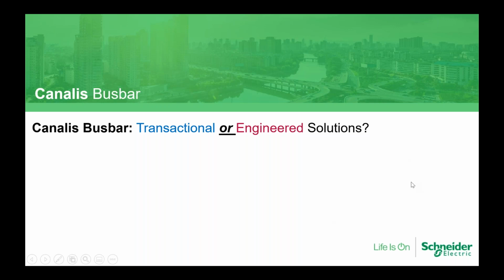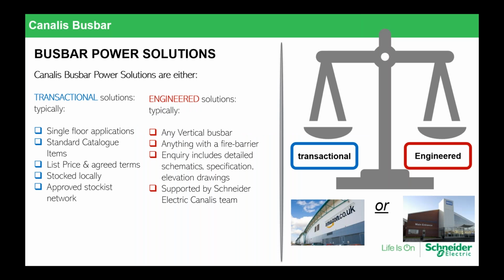And we have what we call engineered offer, which is high power rating bus bar, where it's quite project dedicated. It's a big bus bar, so we take a different approach with this engineered solution. So this slide is just to share with you the difference. As I said, transactional solution is single floor application. You have, for example, an Amazon warehouse, a single floor warehouse, and this kind of application you can cover with a transactional offer. It's a standard catalog item, so everything is in the catalog, standard length, tap-off, and everything.